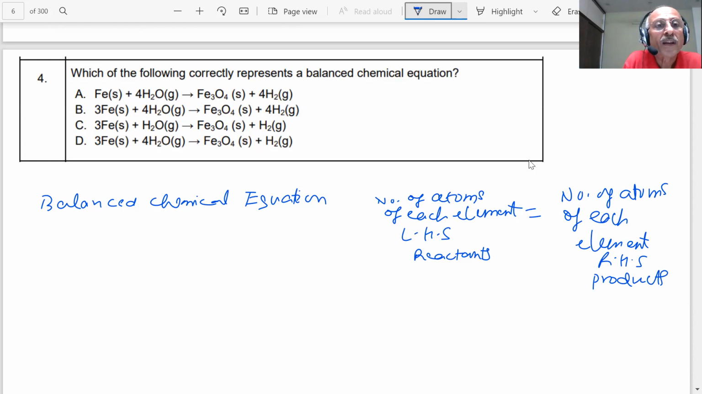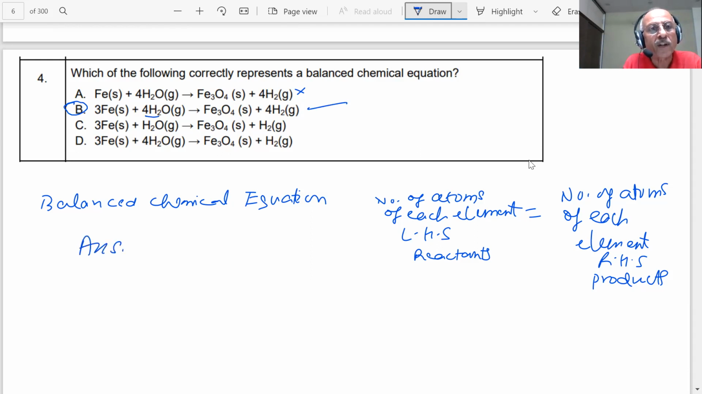Now let us see here, iron 1, iron 3. No, this is not right. 3 Fe plus 4 H2O: iron 3, hydrogen 8, and oxygen 4. So students, in the fourth question, it is clear that B is the correct answer. The number of atoms of iron 3, hydrogen, how many? 4 into 2, 8, and 4 oxygen. So this is the correct answer.